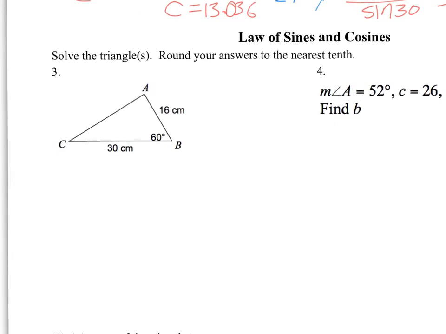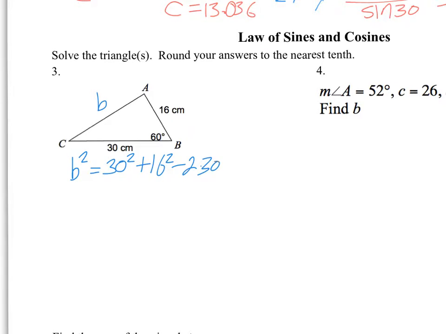For number 3, we're looking at law of sines or cosines. I've got an SAS relationship here, therefore I've got to use law of cosines. And in setting this up, we're trying to get b first, so we can use law of sines to get another angle. We end up with b squared is equal to 30 squared plus 16 squared minus 2 times 30 times 16 times cosine of 60.